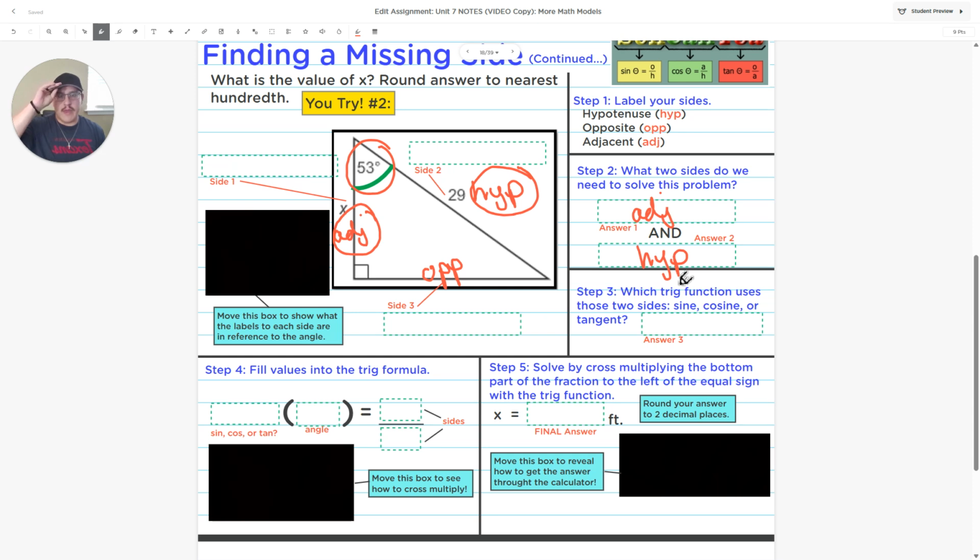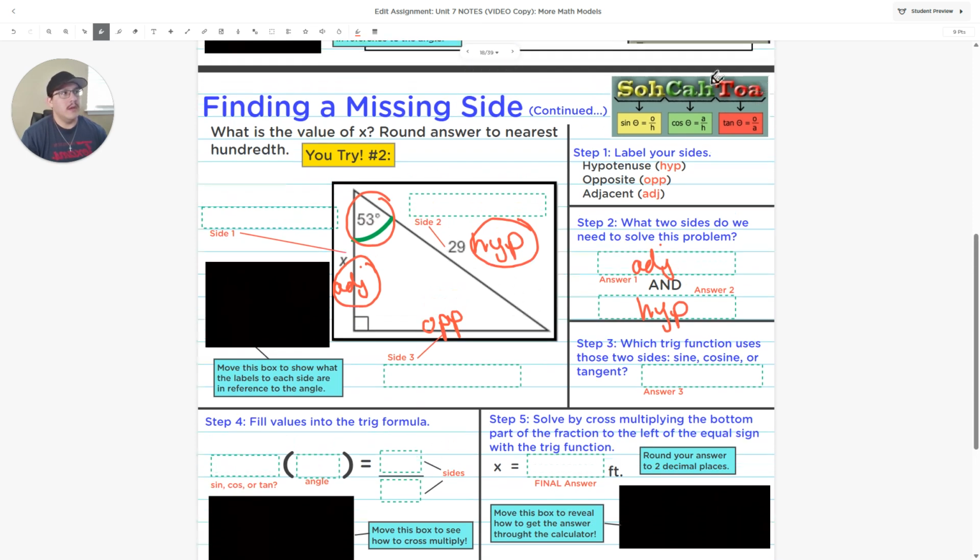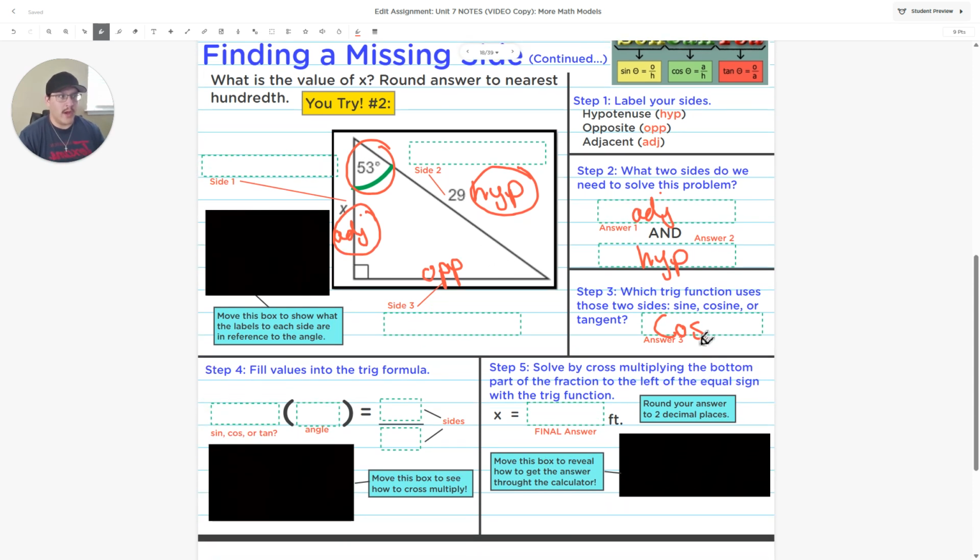Which trig function involves both the adjacent and the hypotenuse? Sine, cosine, or tangent? Cosine would be that trig function. Now that I know what trig function I'm using, I'm now going to set it up. The cosine of angle 53 is equal to x divided by 29. Then I'm going to cross multiply this and get my answer.